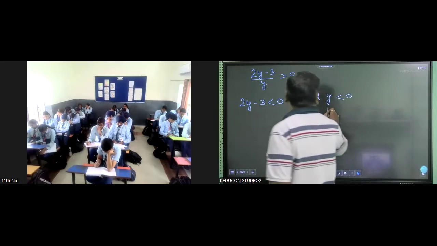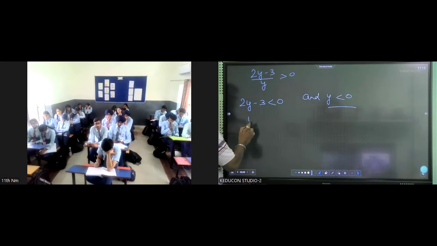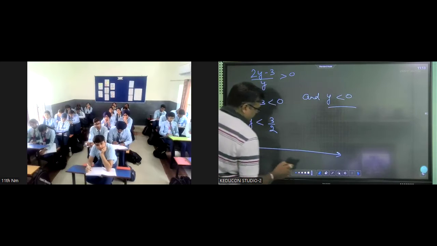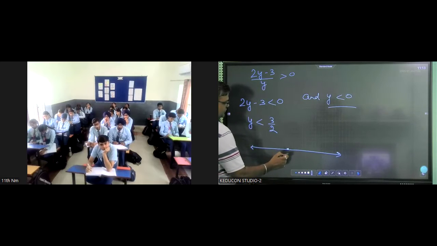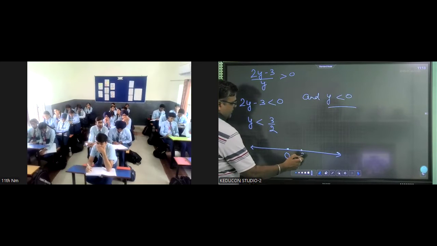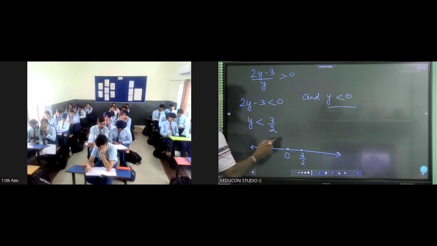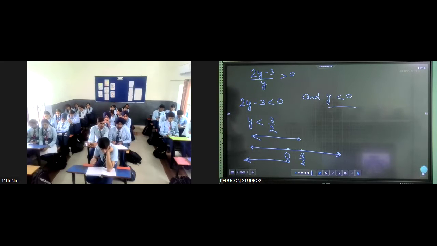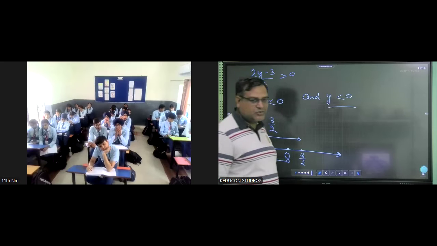देखिए बच्चों, ये वाला रिजल्ट तो सिंपल है. y is less than 0. यहां से क्या आ जाएगा? y is less than 3/2. तो रिजल्ट्स का इंटरसेक्शन लेना है बच्चों. This is 0, this is 3/2. Less than 3/2, less than 0. What will be the intersection of these two results?